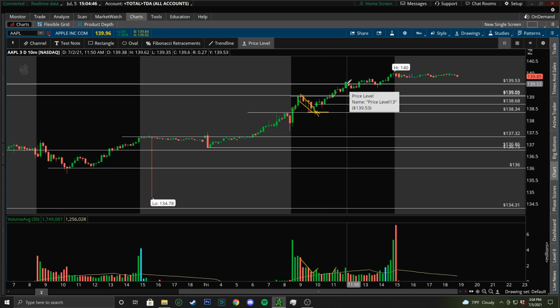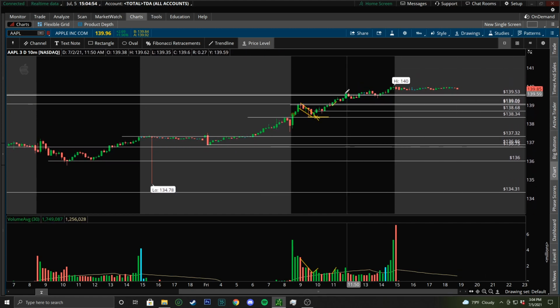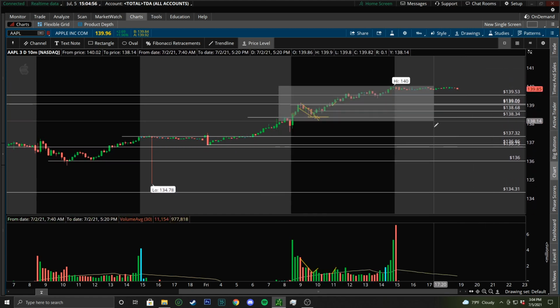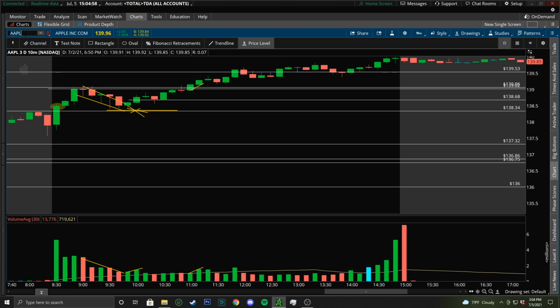What's a good initial target? You guys hear me say every 50 cents, every dollar, your psychological levels, but it was really cool that I was able to go to my bigger time frame and mark another level in which price tested here on Apple. Let's go look at another example.